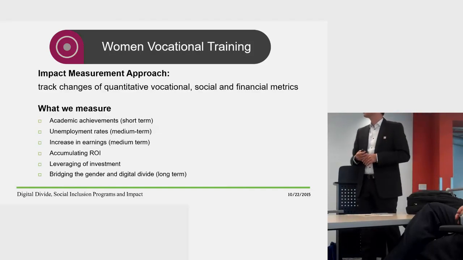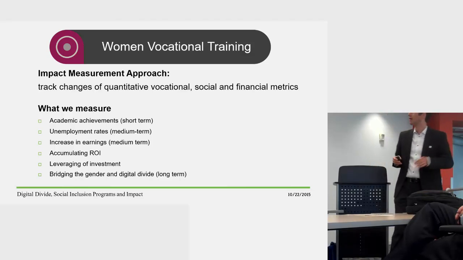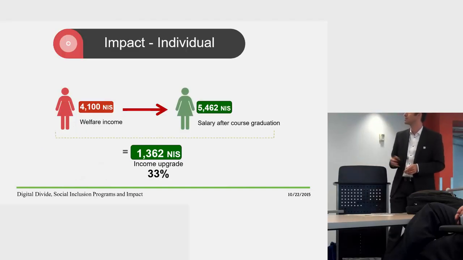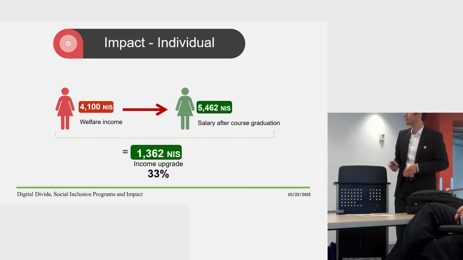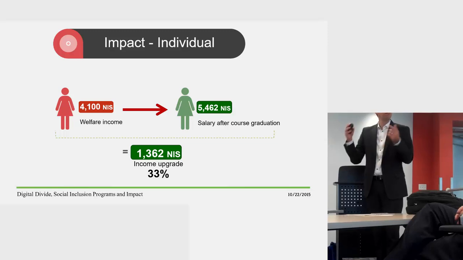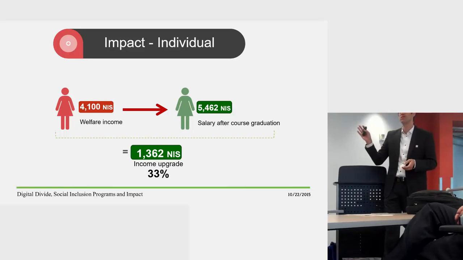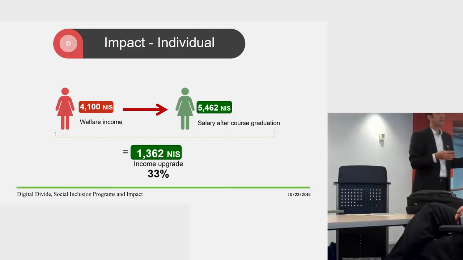So our research included tracking changes of qualitative, vocational, social, and financial metrics of 1,248 women. And these are the results. Comparing the welfare income the women had before starting our course, you could see that there is a 33% income upgrade by finding jobs that relate to technology. 4,100 new Israeli shekels, that's the minimum wage in Israel. And they are getting paid much higher relative to women who work in jobs that do not relate to technology.